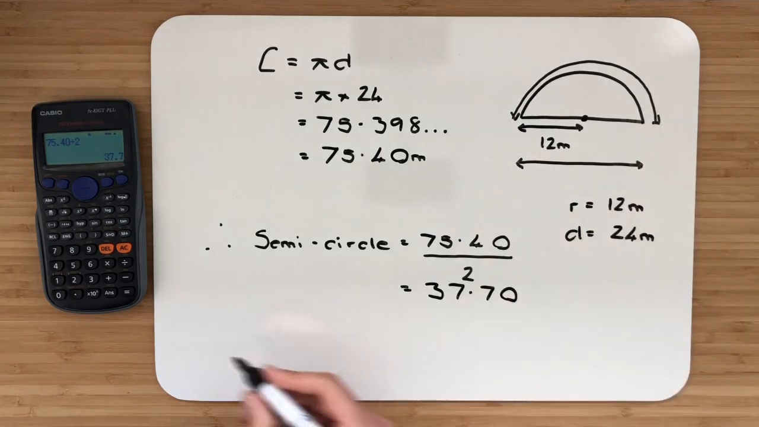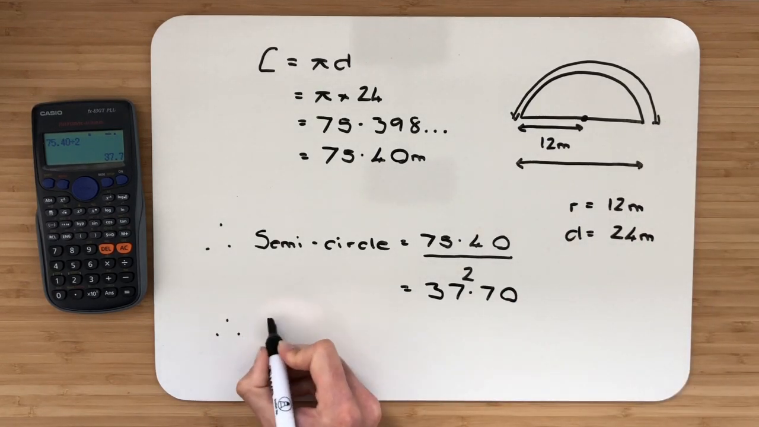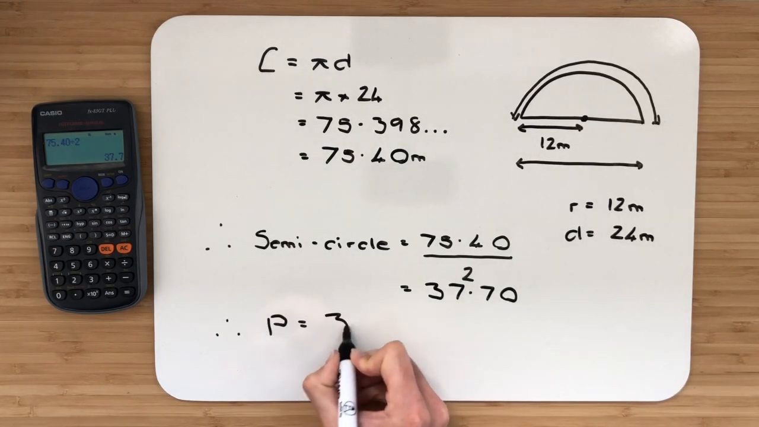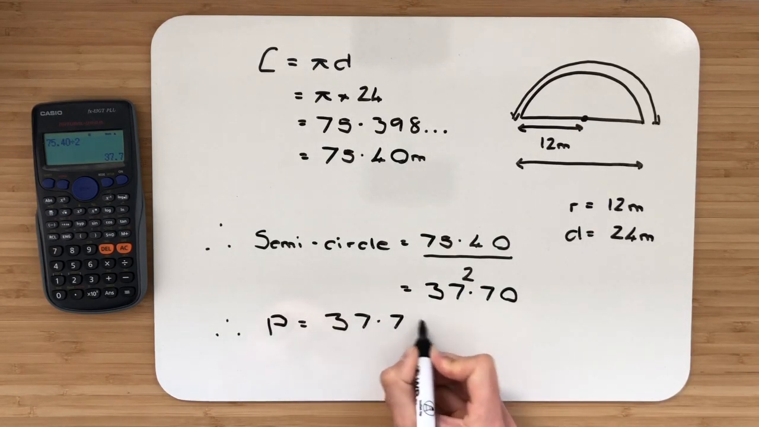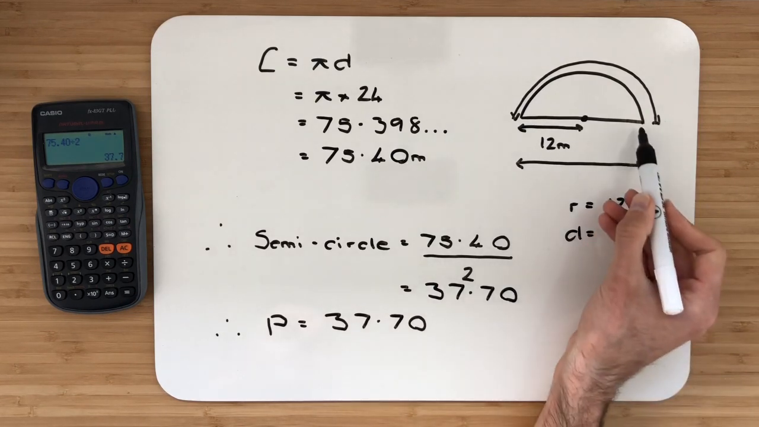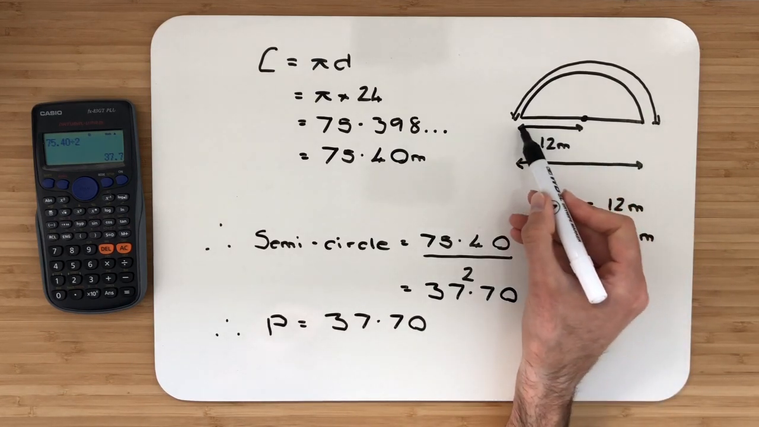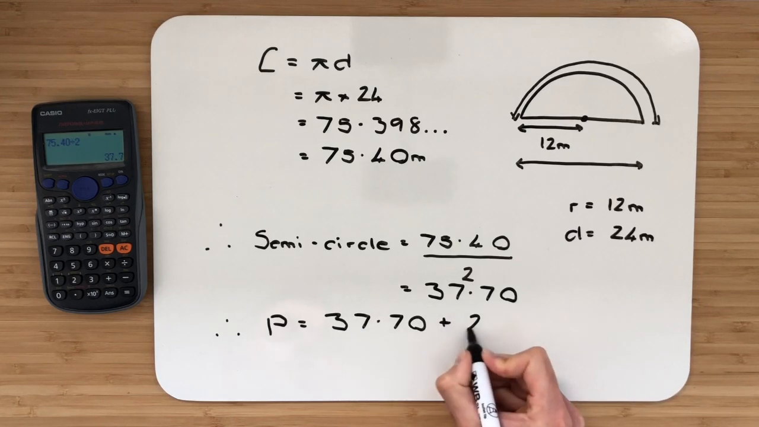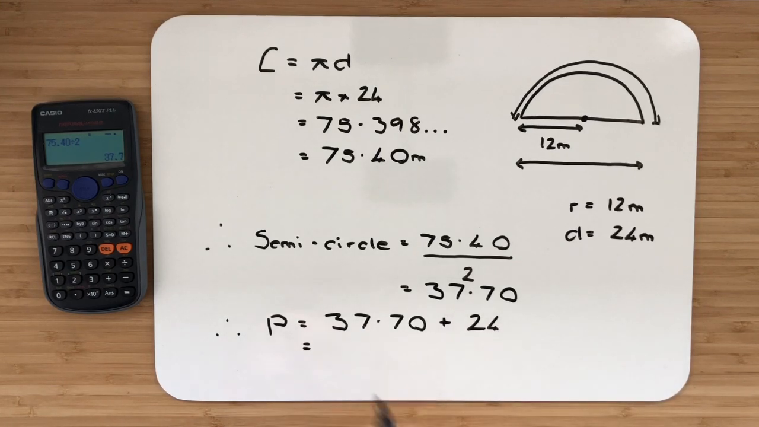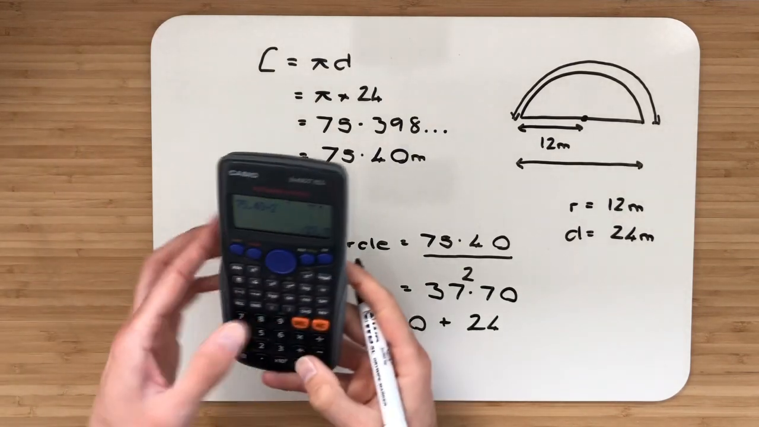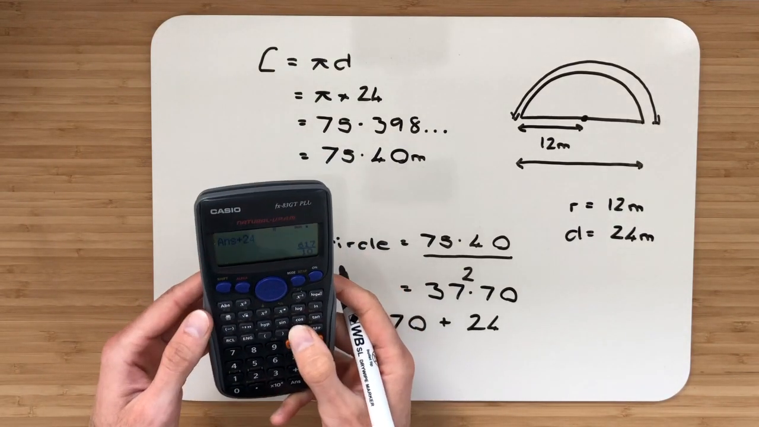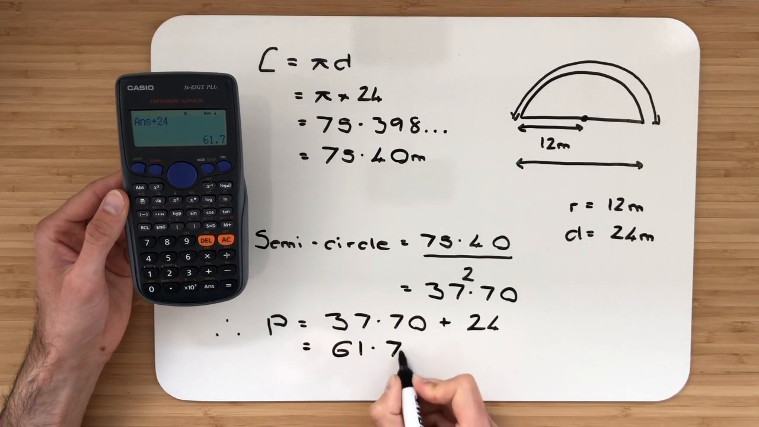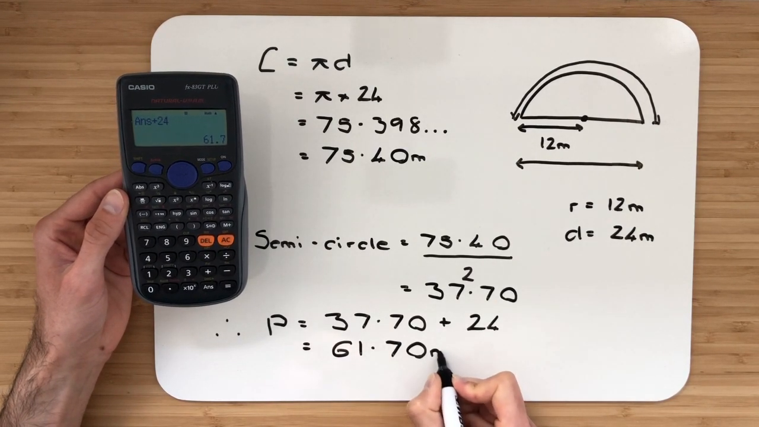We want the perimeter, so therefore, capital P for perimeter. So we know our curved section, or our arc, is 37.70. Then we want to add on the length of this straight line. So that is a diameter, so we're then going to add on 24. So we take our previous answer, we'll add on our 24, and we should be coming out with a final answer of 61.70 metres.